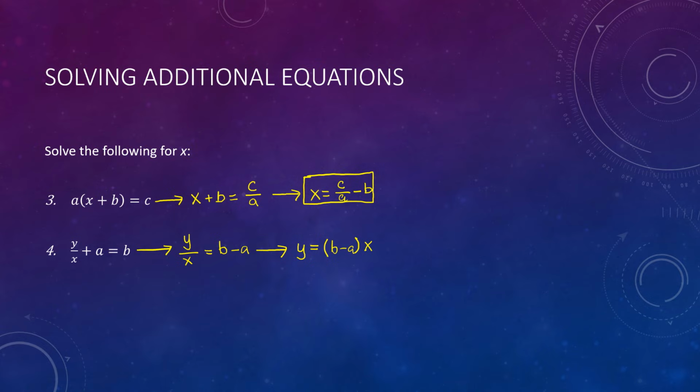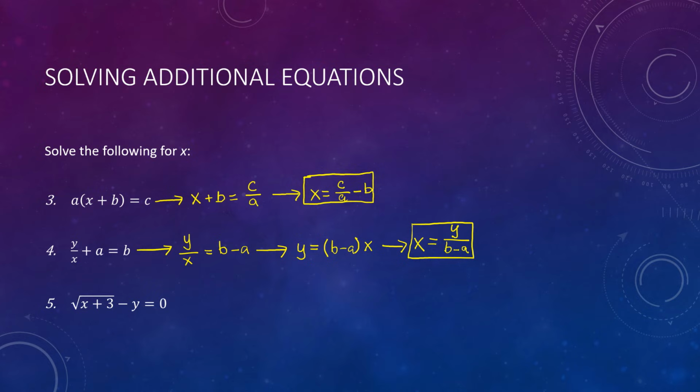We have one step remaining. X is being multiplied by this quantity b minus a, so let's divide it to the other side. That will give us x is equal to y divided by b minus a. And there is our solution for number 4. Okay, we have 2 more.